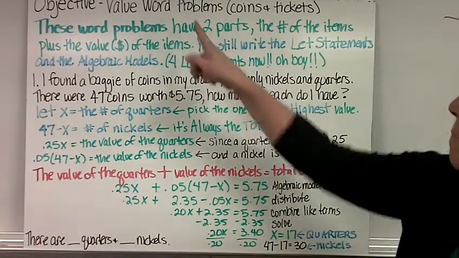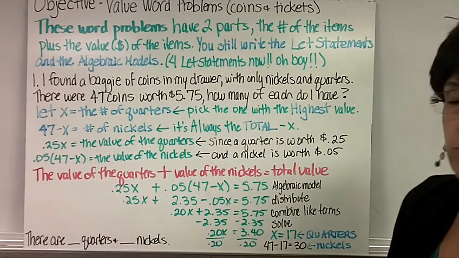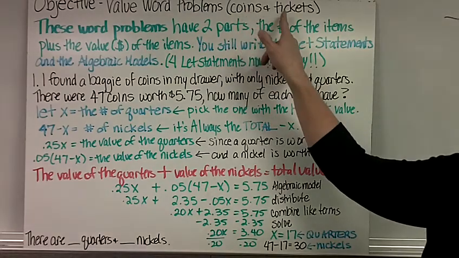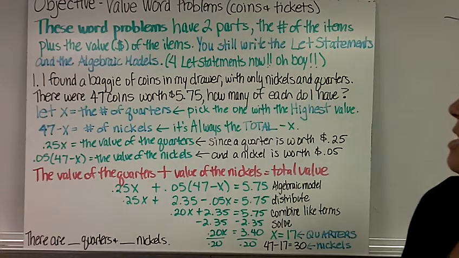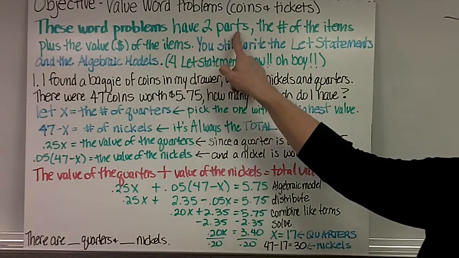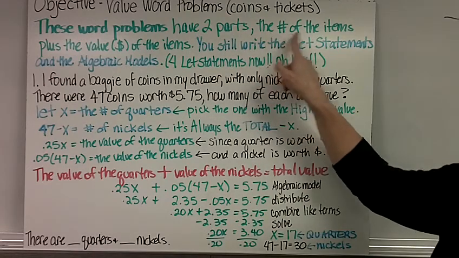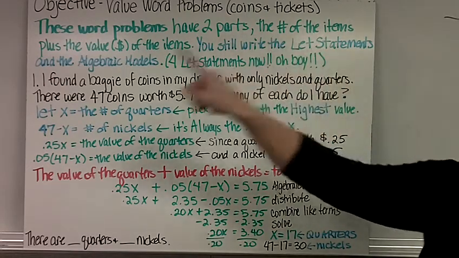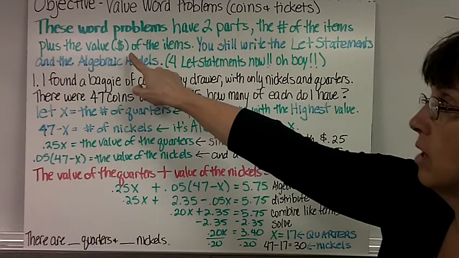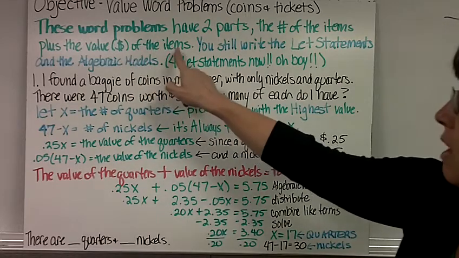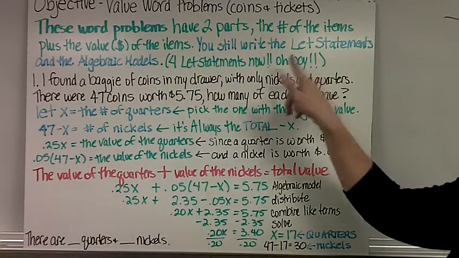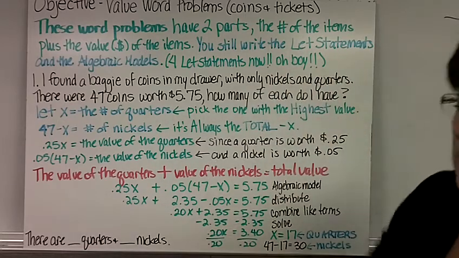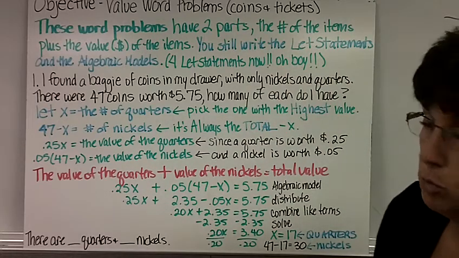Today's objective is value word problems involving coins and tickets. So these word problems have two parts: the number of the items plus the value, or the money, how much it's worth of the items. So you still write the let statements and the algebraic and verbal models.